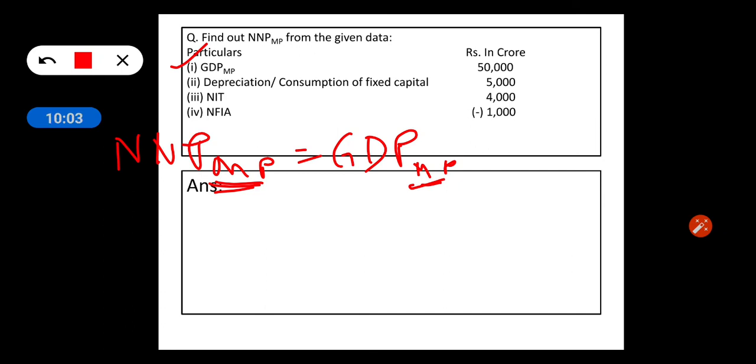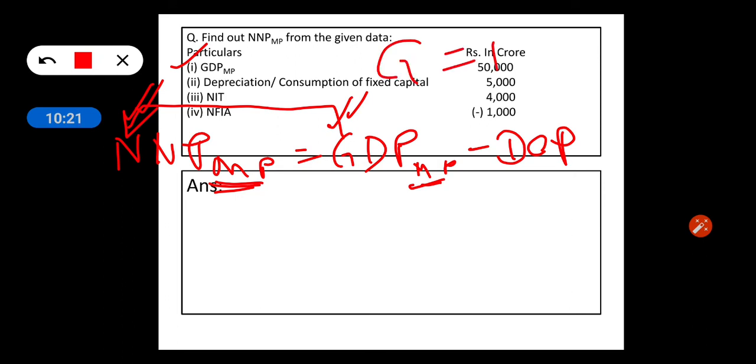Second, gross and net. On the right hand side we have gross, and on the left hand side we have net, so we have to convert gross to net. So to convert gross to net, we are going to subtract depreciation, because gross is equal to net plus depreciation, and if you want to find net, you have to subtract depreciation from gross.